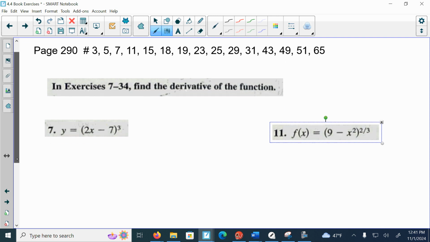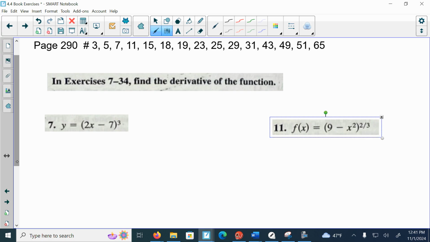So when I look at 7, I have that 2x minus 7. So that's my innermost function. So my u is going to be 2x minus 7. I'm going to go ahead and find the derivative while I'm here. And the derivative is just 2. Then I'm going to rewrite y as u to the 3rd power. When I take the derivative, I'm going to have 3 times u to the 2nd power times the derivative of u, which I just said was that 2.